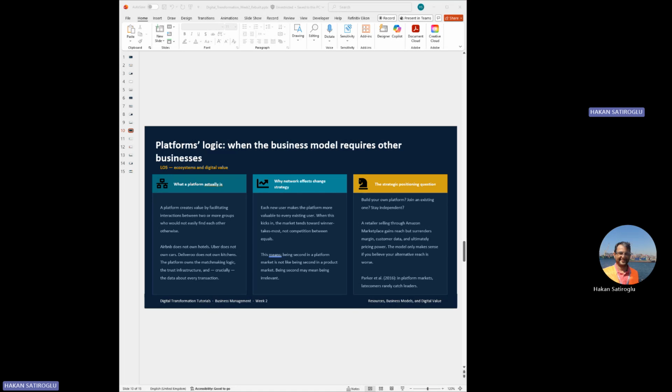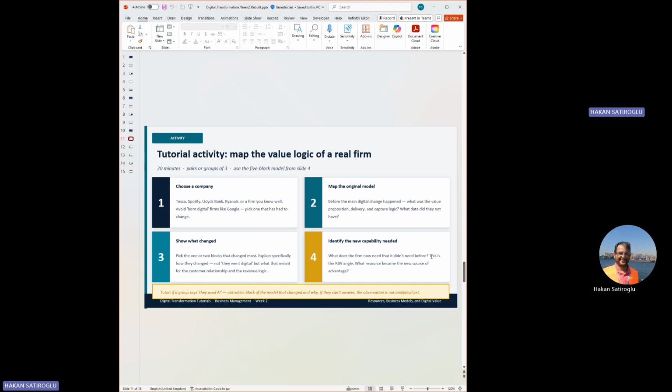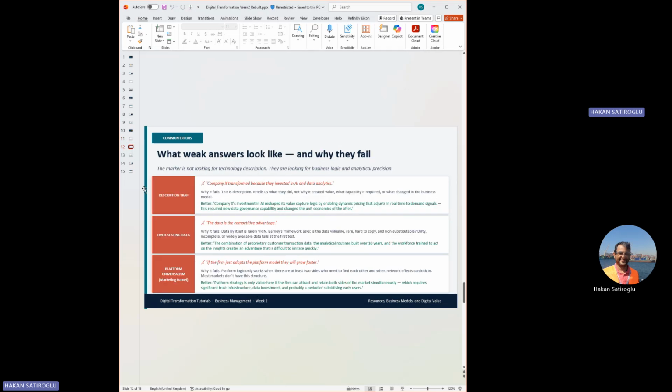And I think I'm going to jump to the next slide and refer a little bit to a tutorial activity: choose one company, map the original model, show what changed, and identify the new capability needed. So I made an example of the firm Tesco, and I made a brief for you in the next slide: what you need to do, what weak answers look like, and why they fail.